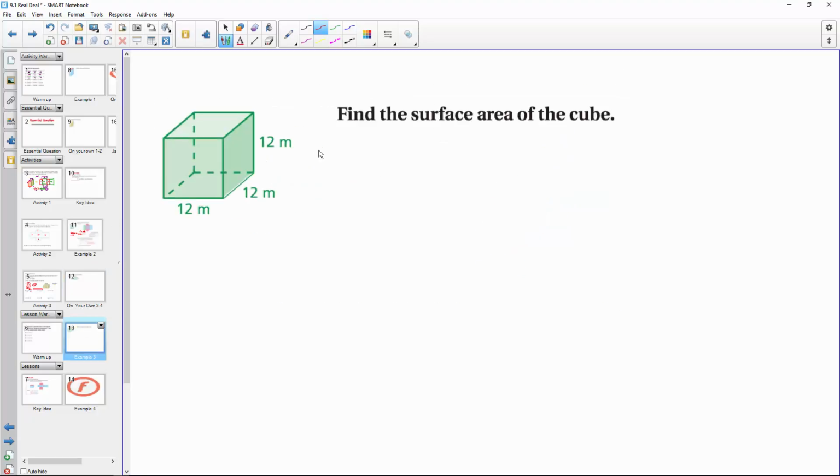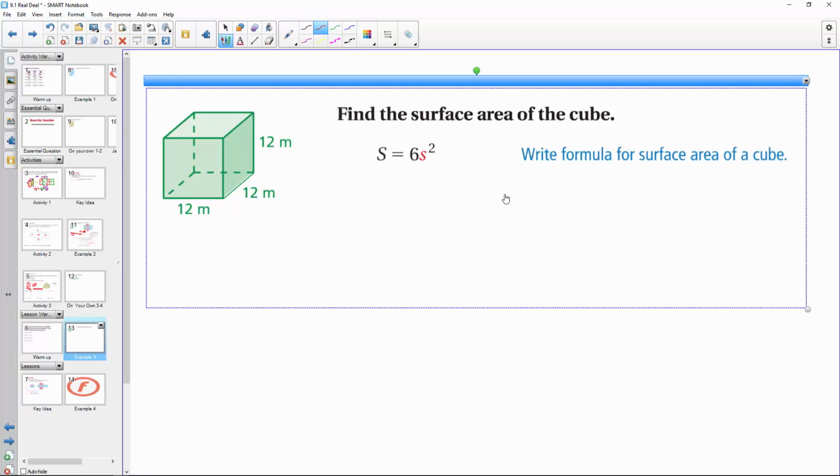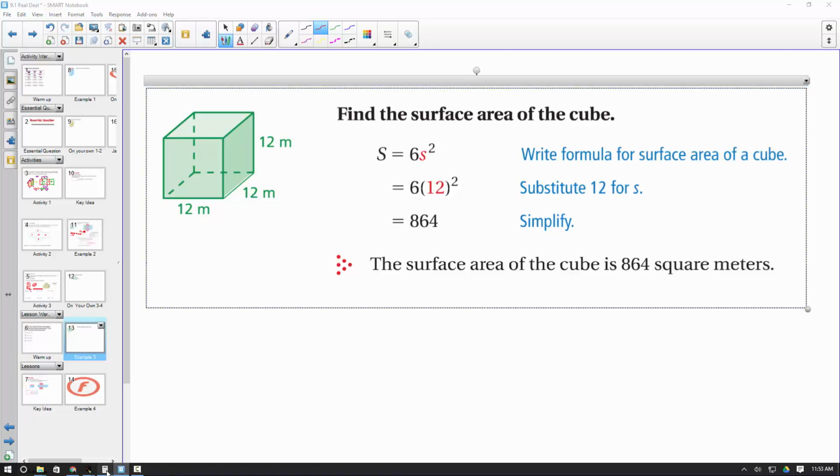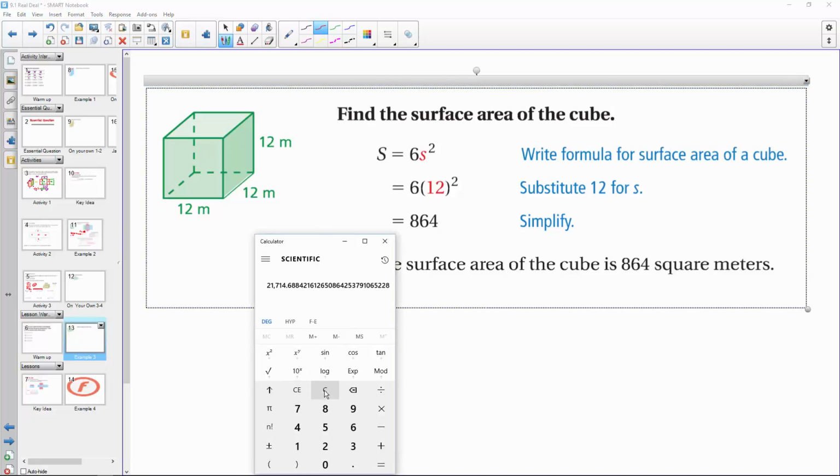And then finally, the last one here is the surface area of a cube. Now, cubes are easy. I love these because they're all the same measurement. So it's 12 times 12, which is 144, and there's just 6 of them, right? So it'd be 144 times 6, which is going to be 864. Let's just make sure. So I'm going to take 12 times 12 times 6, and that equals 864.